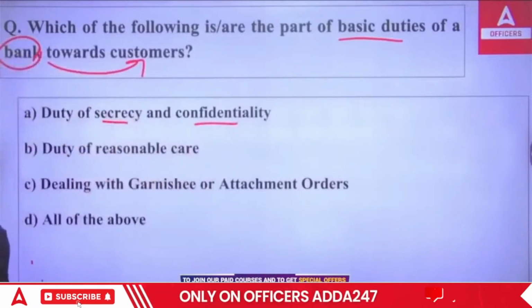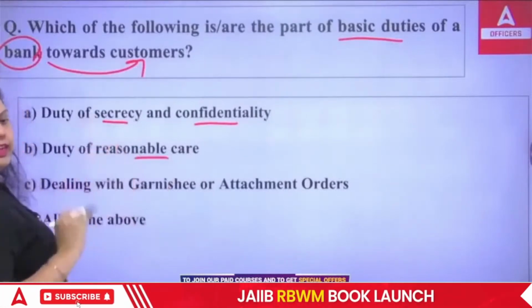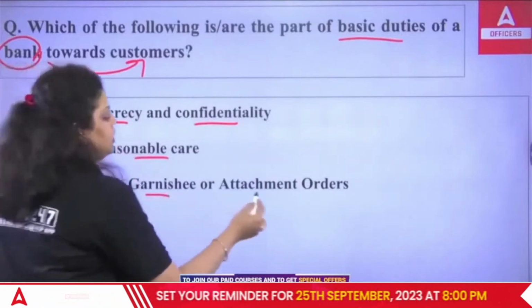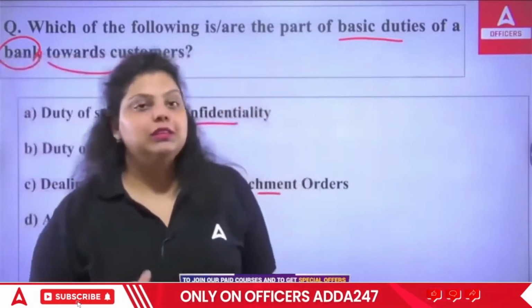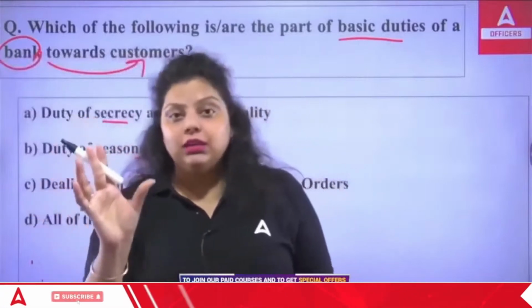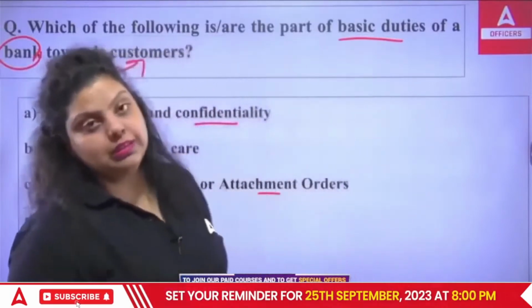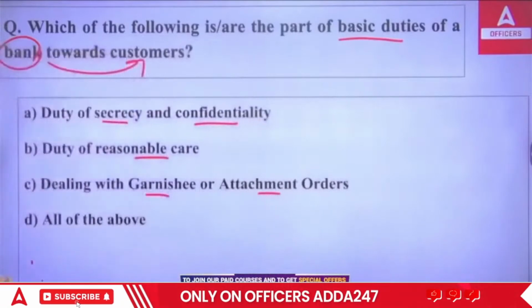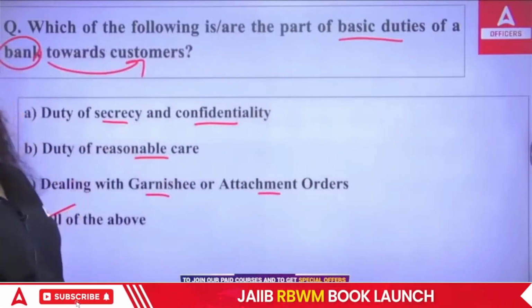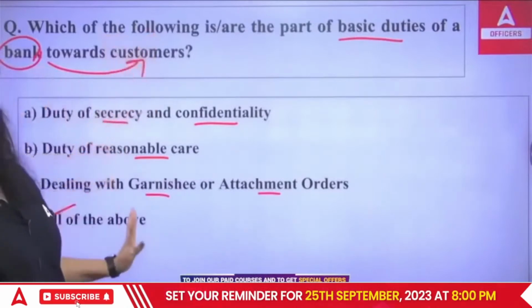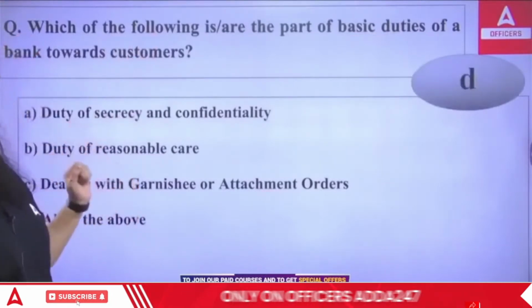Okay, now duty of reasonable care. Obviously, this is also a duty of a bank to have reasonable care in context to the customer. Dealing with the garnish order or attachment order, this is also a duty of a bank. Having or following the garnish order, attachment order, this is the duty of a bank. Garnish order will be given by the court. Attachment order will be given by the authority, like income tax officer, revenue officer, etc. But both have to be dealt by the bank as per the order that has been received. Okay, so all are the basic duties of a bank towards the customer that bank have to follow or complete as a responsibility. So right answer is D, all of the above.